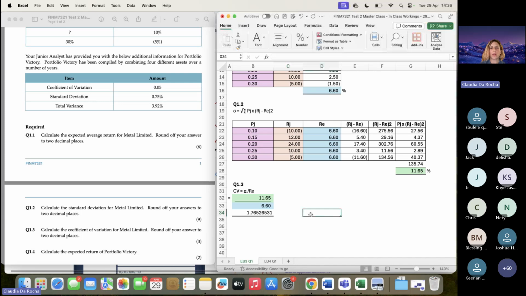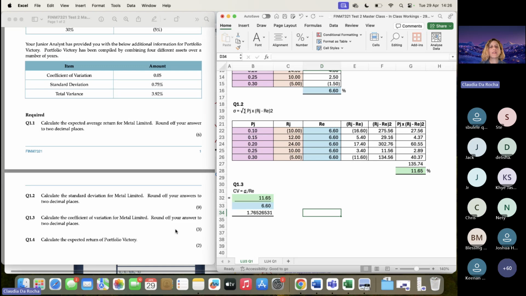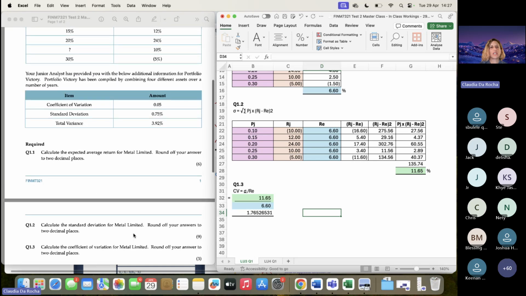All right, let's do the last one and then I'll go back to questions before I go to the other question that we're going to do. So calculate the expected return of portfolio victory. So here at the bottom, they've given us additional information. This is different to what we normally get in a portfolio, because there they would have listed each asset, the probability, the return, etc. Now they've actually given us the answer and they've asked us to calculate the return.